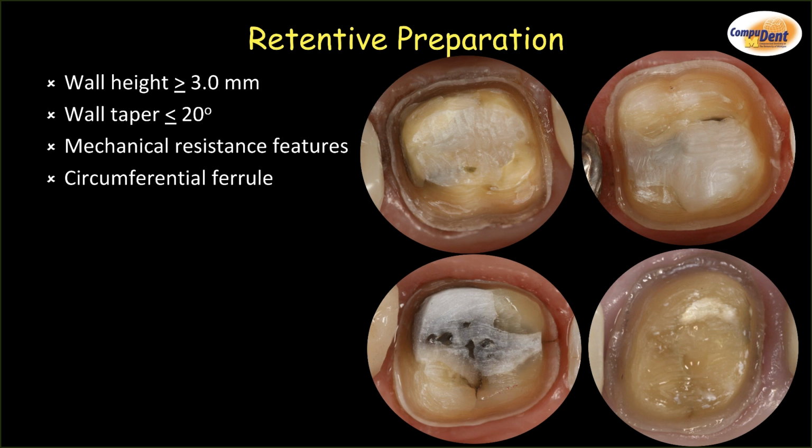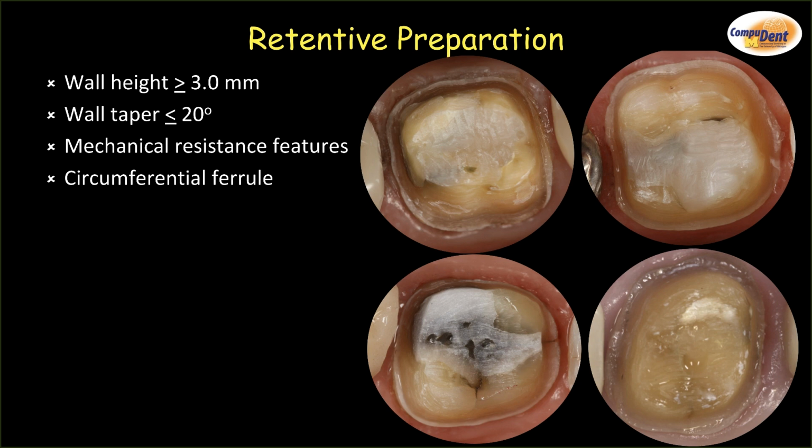Now, I wish I could quote you some clinical research to say these research projects have shown that if you do preps like this, your restorations will be retained. We really don't have that. A lot of our knowledge on retention comes from laboratory studies. And so probably the key guideline to keep in mind is the wall height. A number of laboratory studies have shown us that if the vertical wall of your preparation is less than 3 millimeters, it's not going to be retentive.